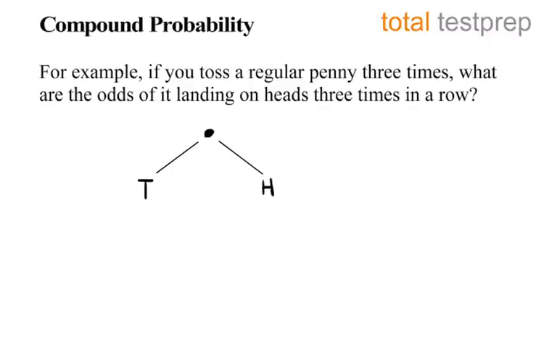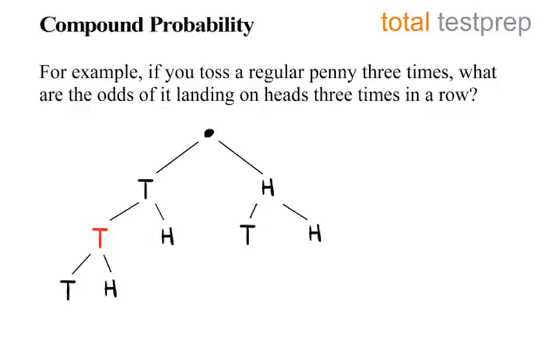Well, one way to think about this is to construct a tree diagram. So the first time you toss a penny, it could land on either tails or heads. Suppose it lands on tails. If you toss it again, once again, it could land on either tails or heads. If it had landed on heads the first time, then the second toss, it could have landed on tails or heads as well.